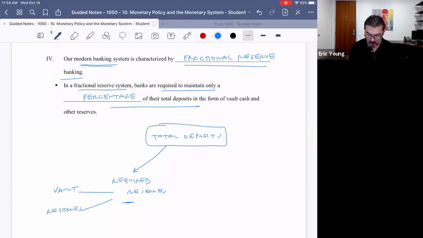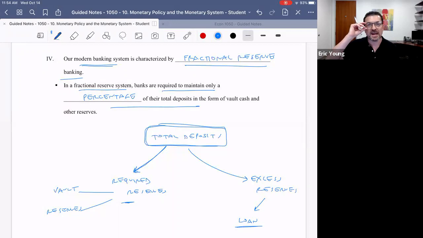But the big takeaway here, banks have total deposits. Only a piece of it has to be kept as required reserves. Everything that's left over is known as excess reserves. And the key to excess reserves is that banks can loan them out.